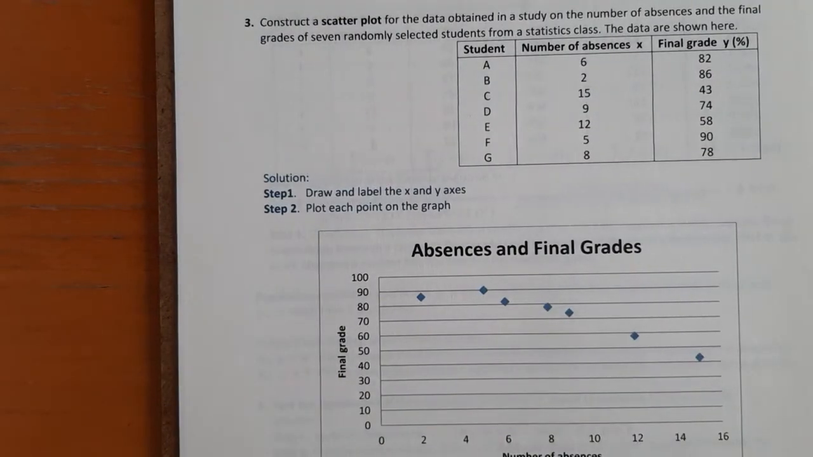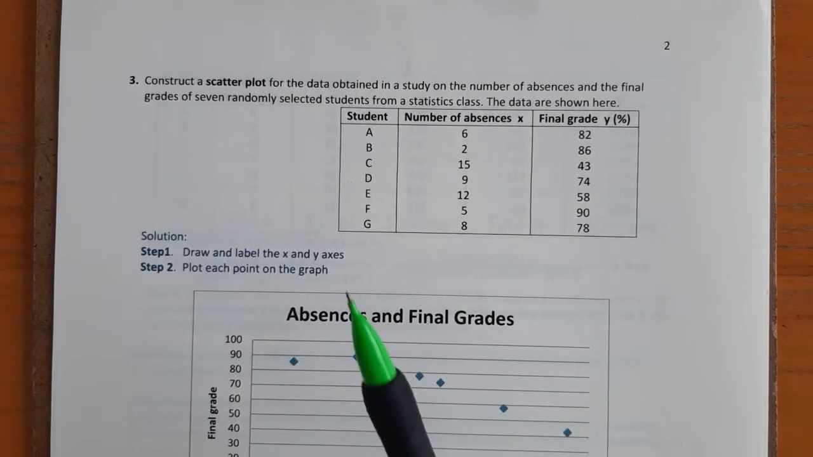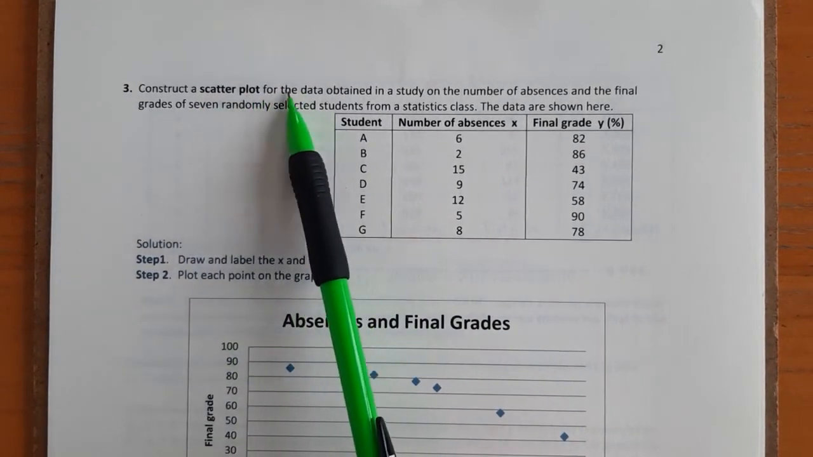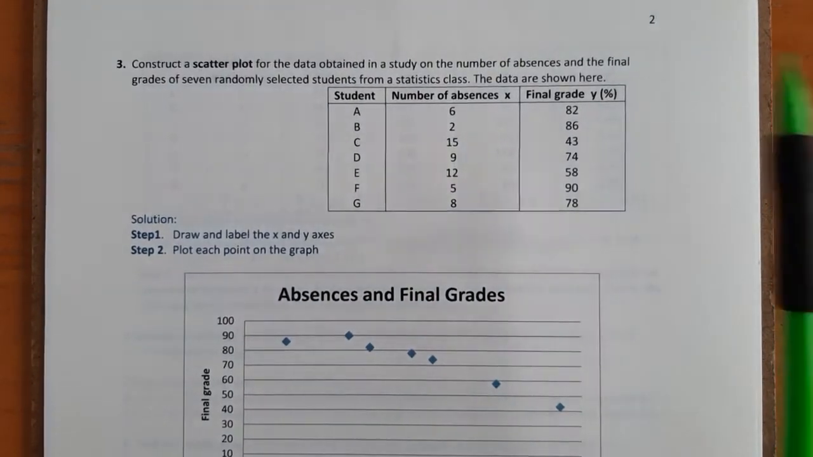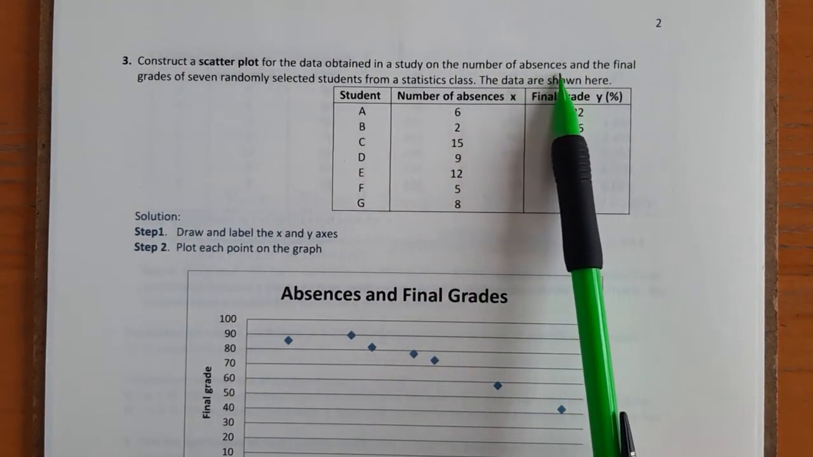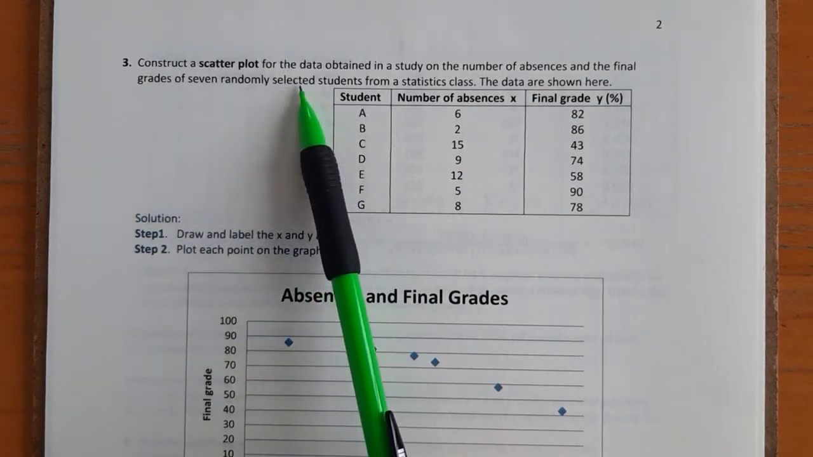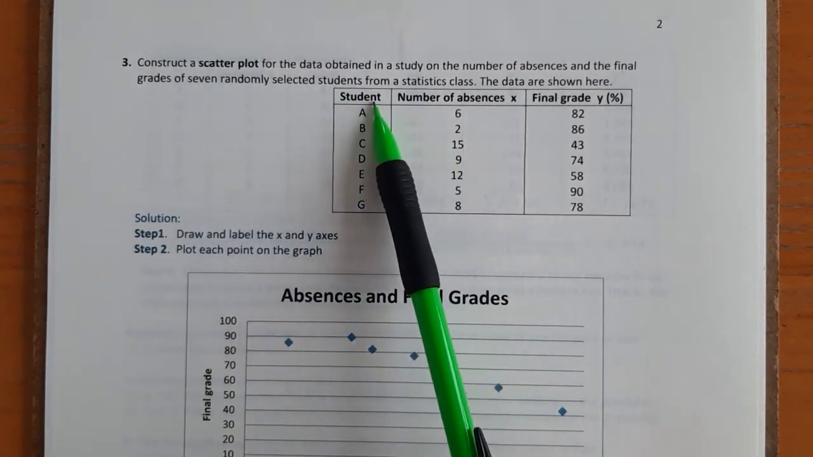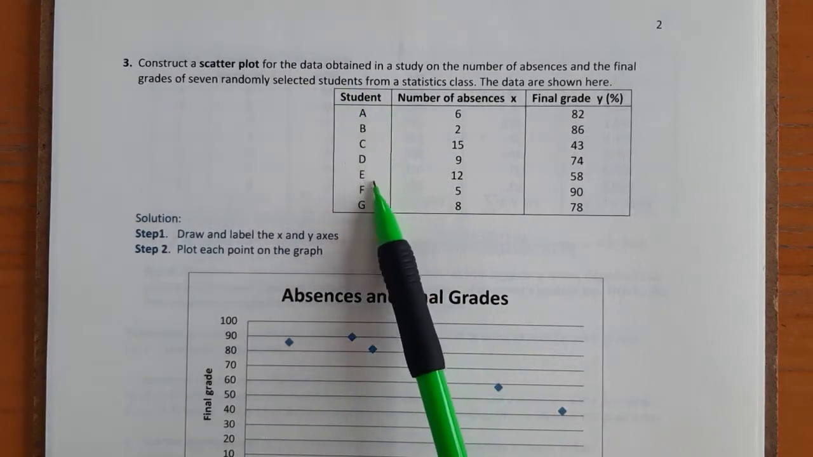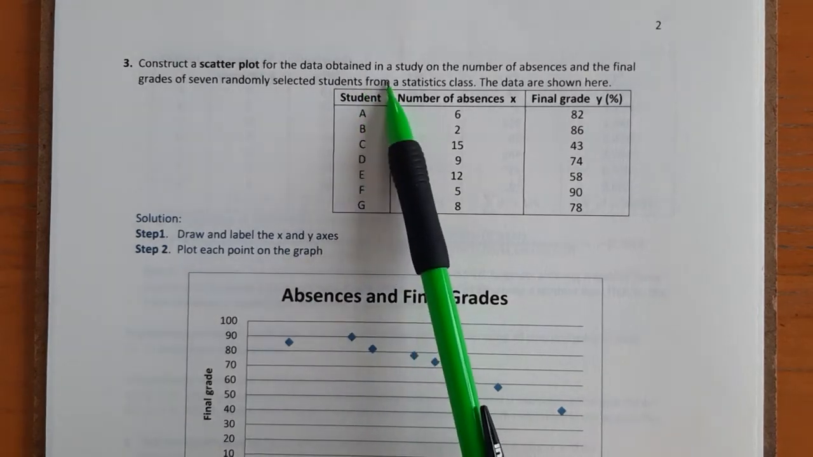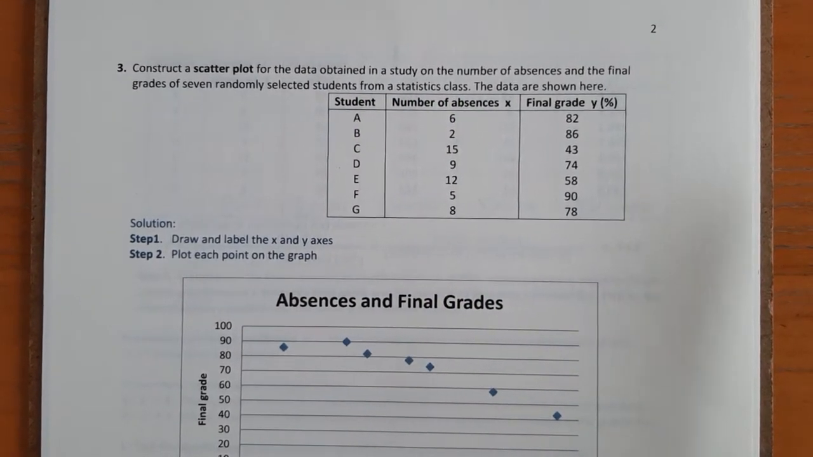Question 3. Construct a scatter plot for the data obtained in a study on the number of absences and the final grades of seven randomly selected students, A, B, C, D, E, F, G, a total of 7 students randomly selected from the statistics class. The data are shown here.